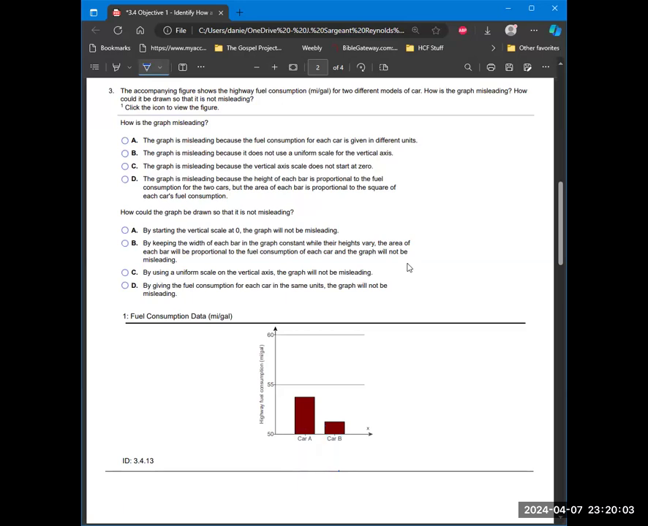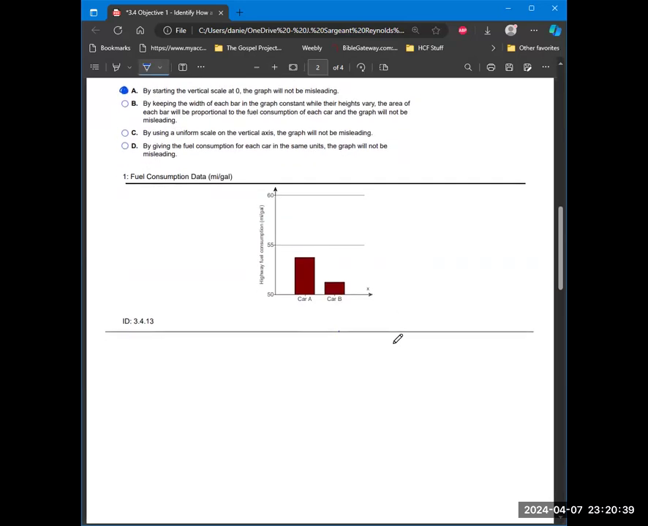So let's go ahead and ask, how is the graph misleading? The graph is misleading because the vertical axis scale does not start at 0. How could the bar graph be drawn to not be misleading? By starting the vertical axis scale at 0, the graph would not be misleading. And the way in which it's misleading is the relative percent change appears to be much larger than it should be.